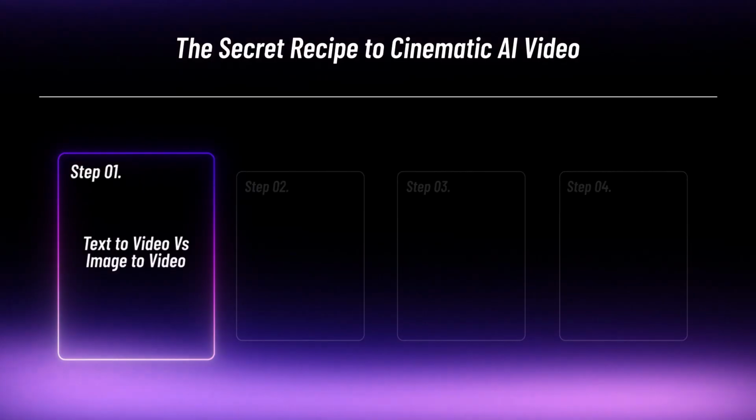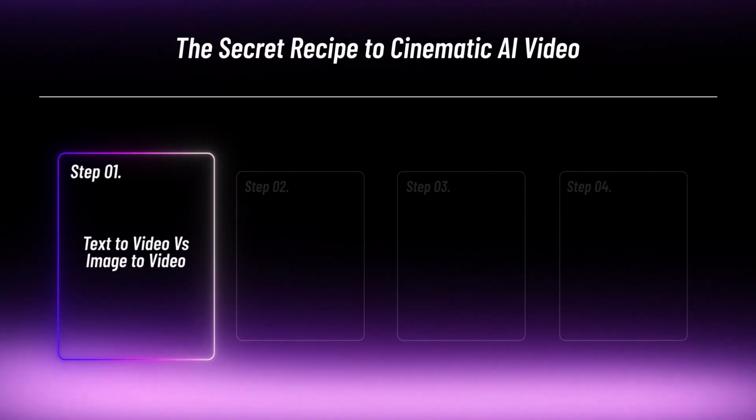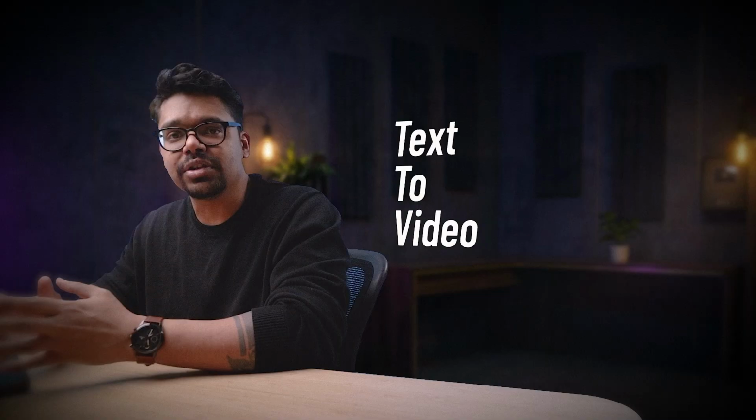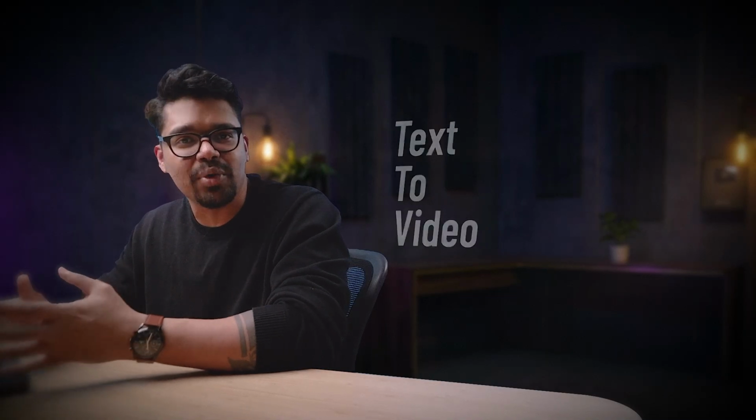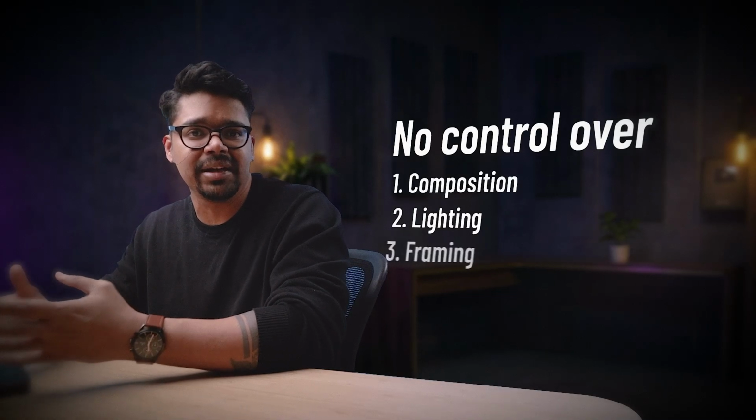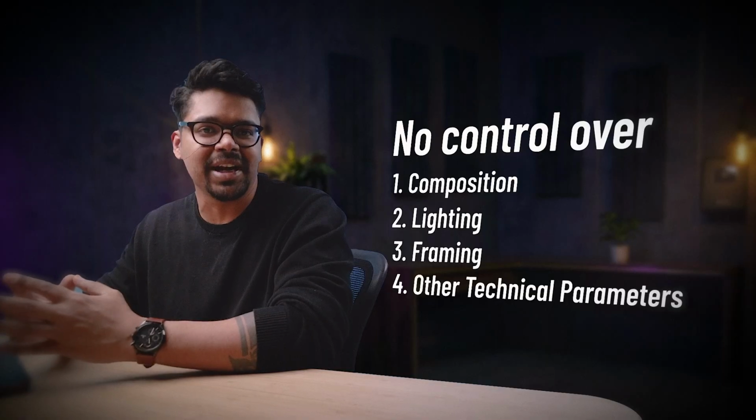Step 1. Text to video versus image to video. The most common way of generating an AI video is writing a long prompt and you hit generate. This is known as text to video. In this process, you're essentially letting the AI model choose the composition, lighting, framing, and a bunch of other technical parameters. Don't get me wrong, this might work for majority of the people.